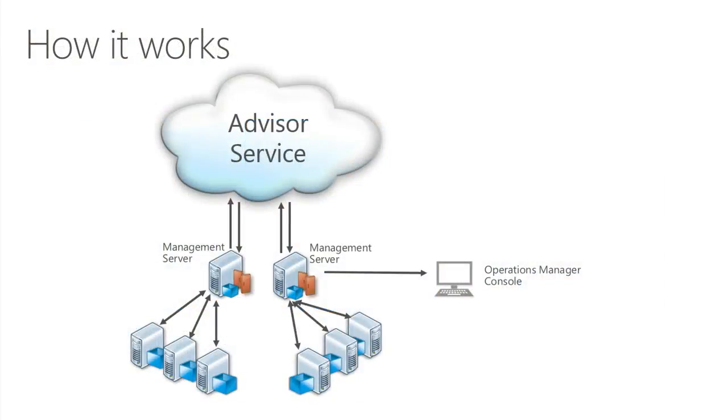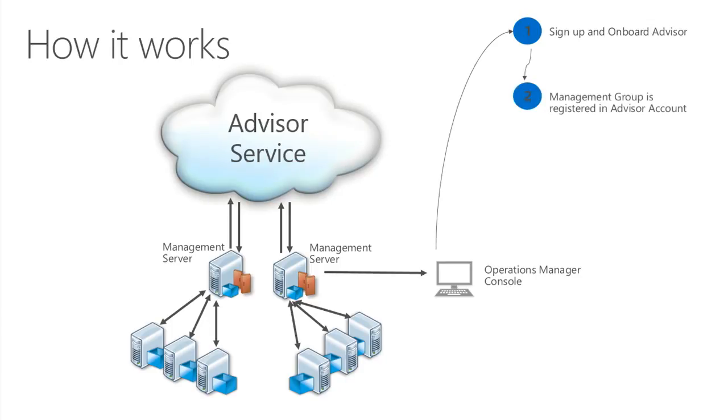So just briefly, how does that work, which I talked somewhat about. Sign up and onboard to Advisor. You don't have to go to the website anymore once you install the connector. Just through your Ops Manager console, you're able to go, and it'll have a wizard to sign up. That management group is registered against Advisor. You'll have to tie it to a Microsoft account or an org ID account, and that's how we identify you, and you can give other users access as well to view the alerts.